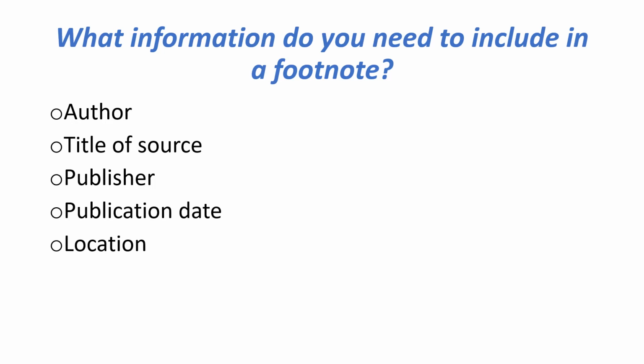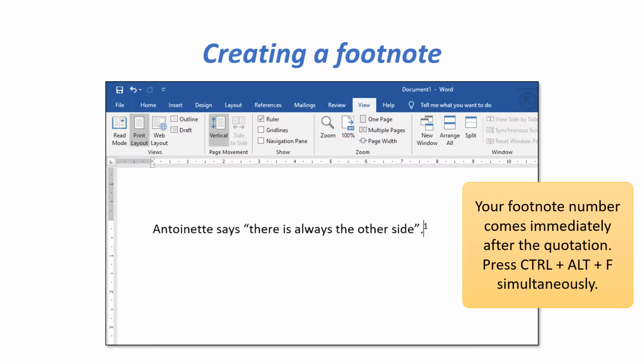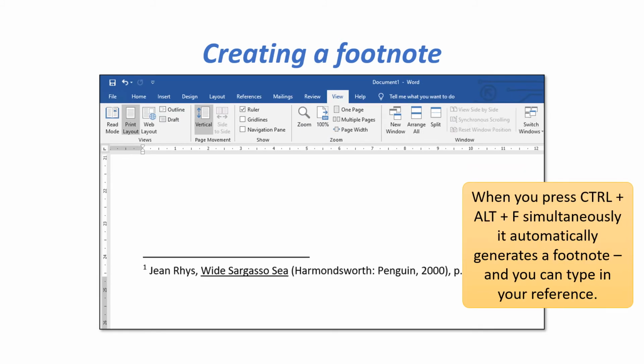which we call the flyleaf. In order to create a footnote, what you need to do is type your quotation, as I've done on the screen here, and then immediately after the quotation as a shortcut, you press Ctrl, Alt and F at the same time, and it will automatically create that little superscript number and link it to the reference at the bottom of the page. So this is a really quick way to do it. It saves lots of faffing around with formatting and things because Microsoft Word formats it for you. And then you just type your reference in there.